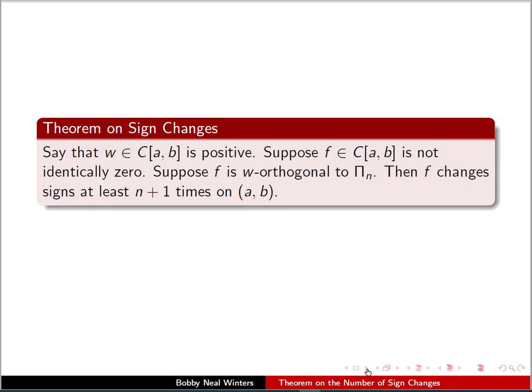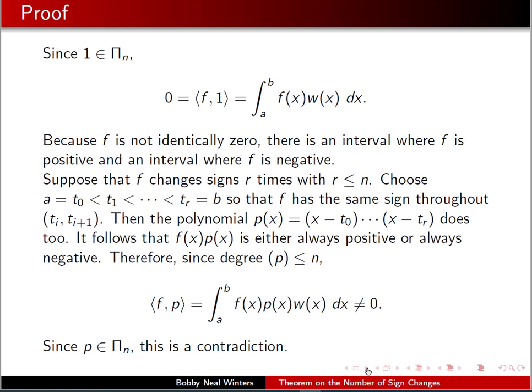Say that we have some continuous function w that is positive, and suppose that we have a continuous function f that is not identically 0, and suppose that this f is w orthogonal to the set of polynomials of degree at most n. Then f changes signs at least n plus 1 times on the open interval (a, b). Okay. And this is going to be an application of the stuff we've been talking about. So let's take a look.